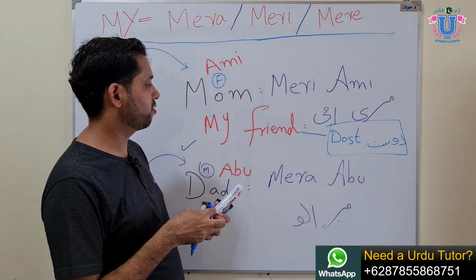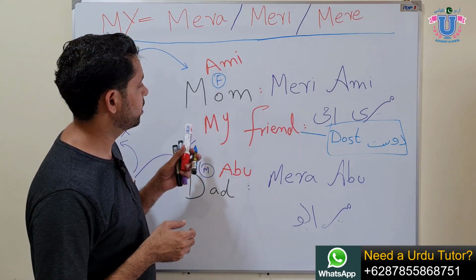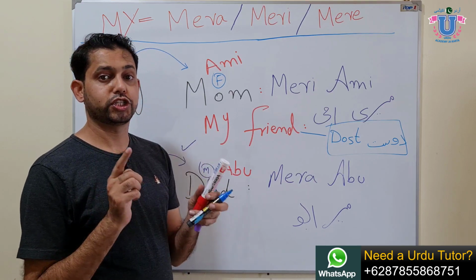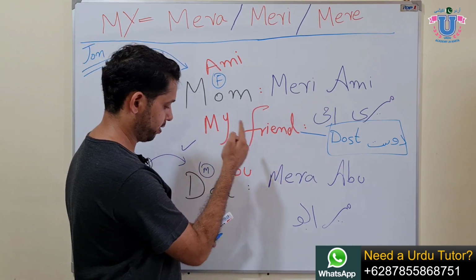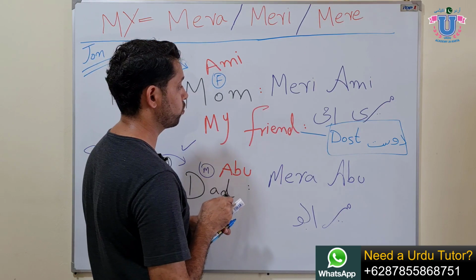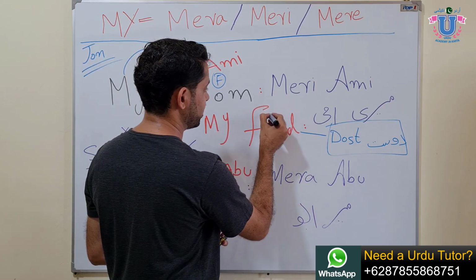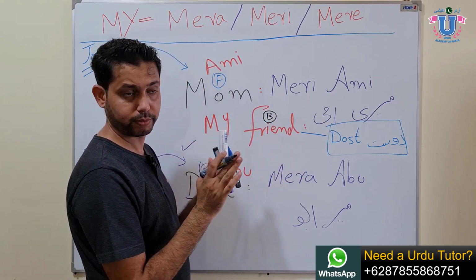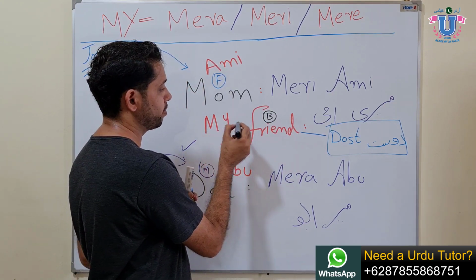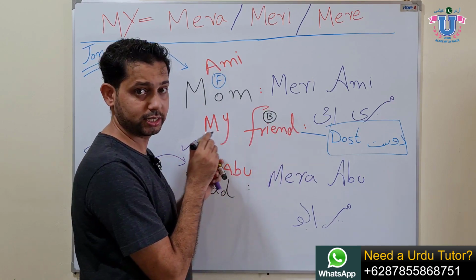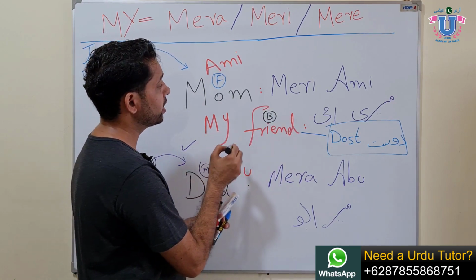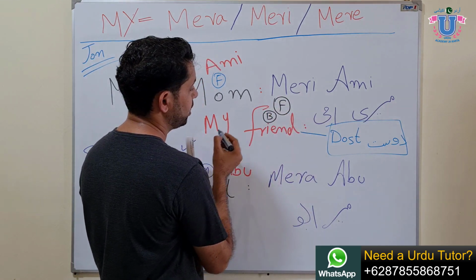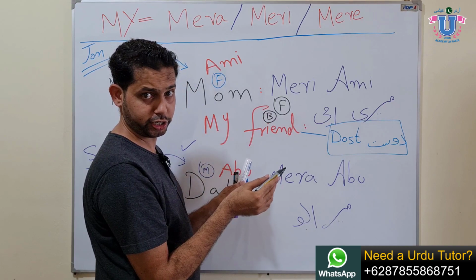Now how do you say my friend? You will say mera dost or meri dost. It will depend on the gender of the friend. If you're talking about a male friend, your friend is a boy, okay, if he is a boy, you will say mera dost regardless of your gender. Even if you're a female, you will say mera dost because your dost is a boy, right? But if your dost is a female, she is a girl, you will say meri dost regardless of your gender.